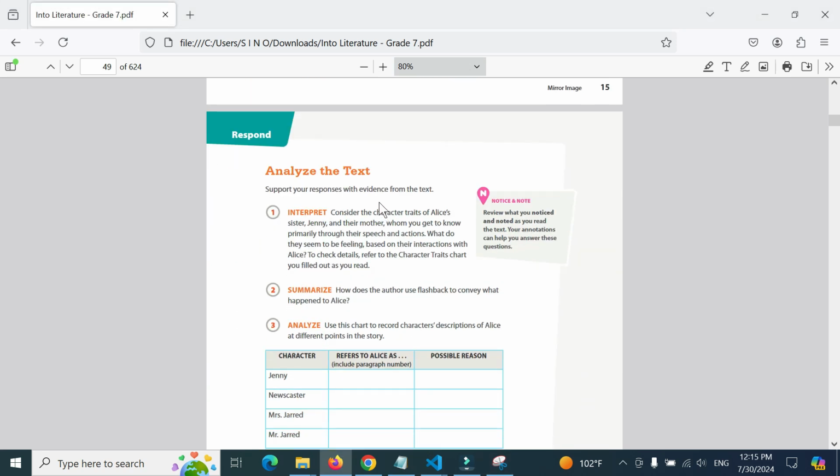Now analyze the text. Support your response with evidence from the text. Interpret. Consider the character traits of Alice's sister Jenny and their mother, whom you get to know primarily through their speech and action. What do they seem to be feeling based on their interaction with Alice? Okay, so the question is here: consider the character traits of Alice, Jenny, and their mother. Let's put the entire question here.